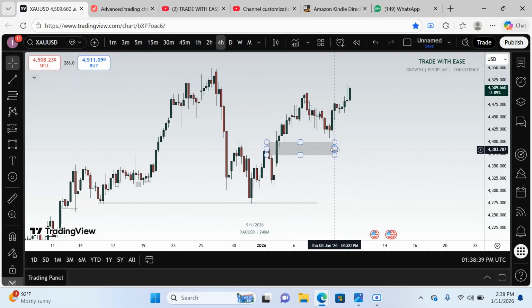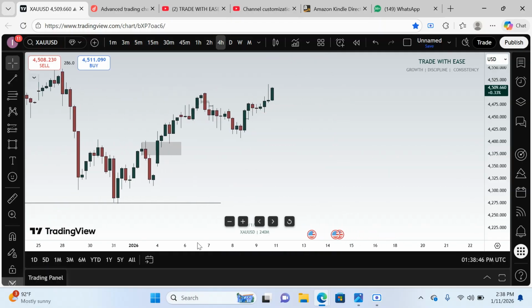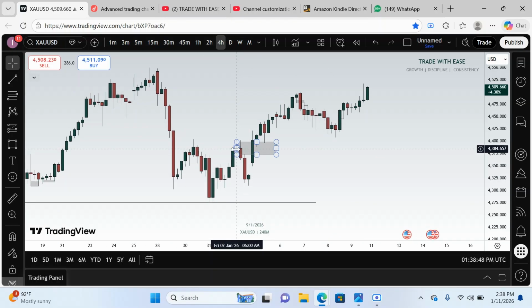So here is, let me just do it like this. So now we have this supply right here. Price reversed and took out this place, and then came back to react from it. By understanding all these concepts, all these rules about trend, from here you can actually get a buy trade here.